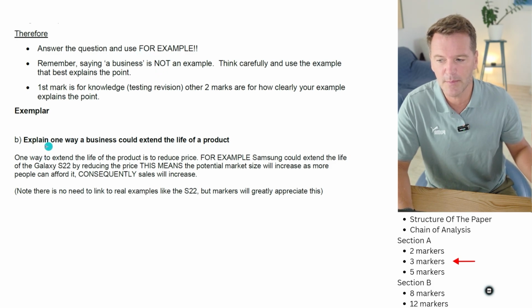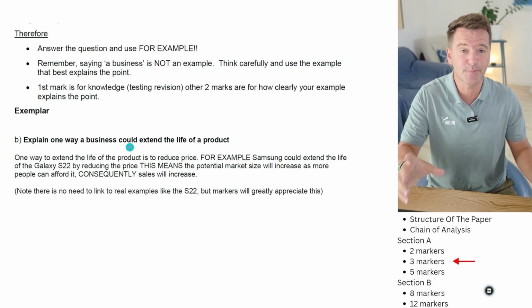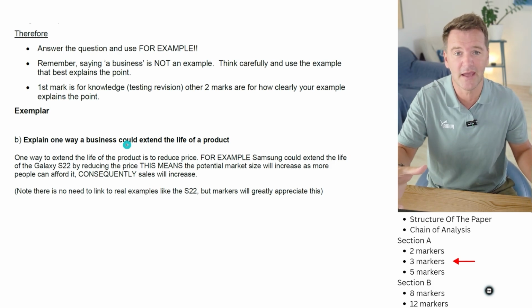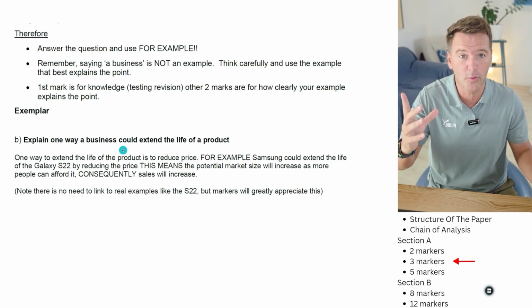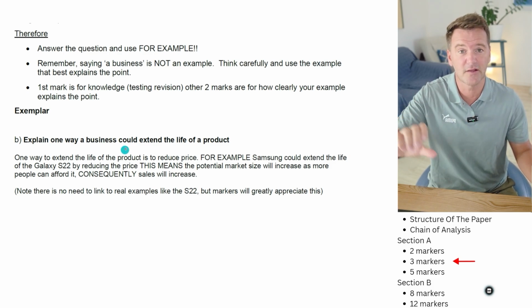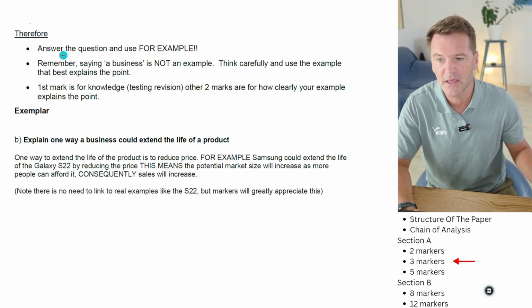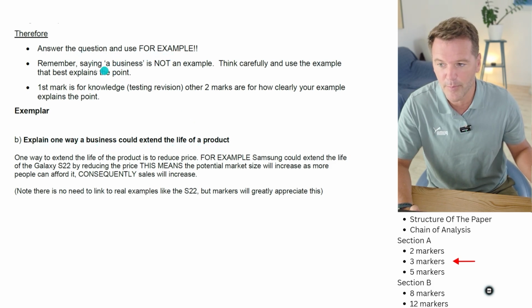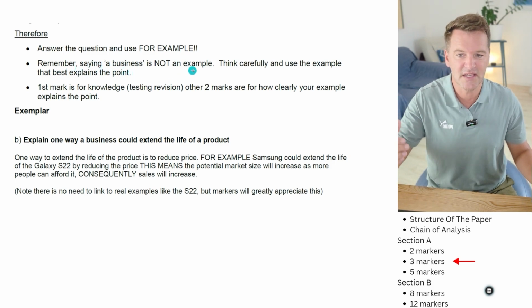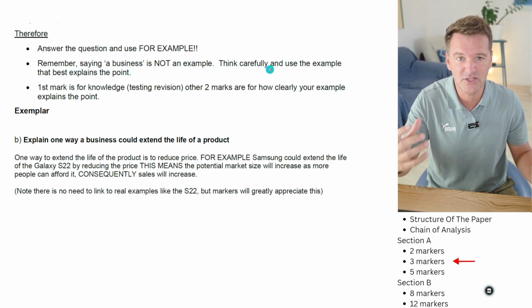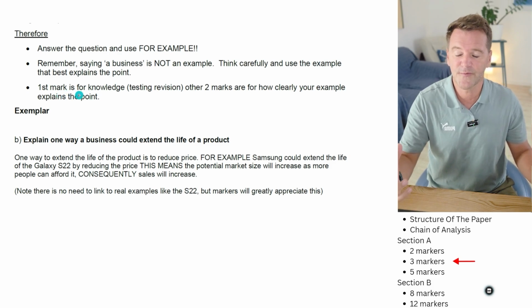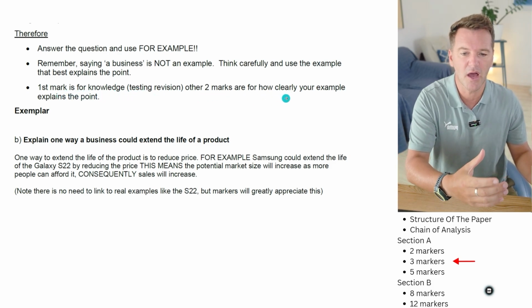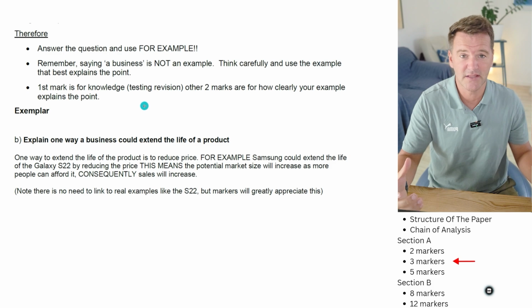So this is a typical 3-mark question here. Explain 1 way, and they used to say 2 ways, by the way, in the old paper. They don't do that now in the modern style. It is going to be 1 way. So old videos, be careful, they'll give you the wrong advice. It is 1 way. So explain 1 way a business could extend the product life cycle. You're going to use, for example. Remember, saying a business is not an example. Think carefully, choose your example well, and then the first mark will be for knowledge, and the other 2 marks for how clearly your example explains the point.